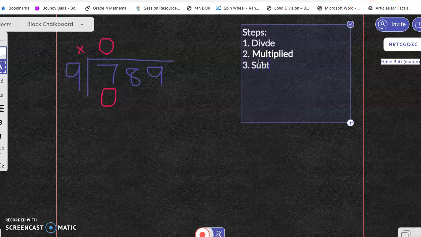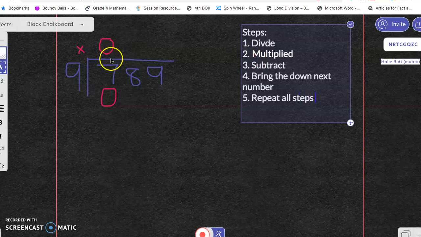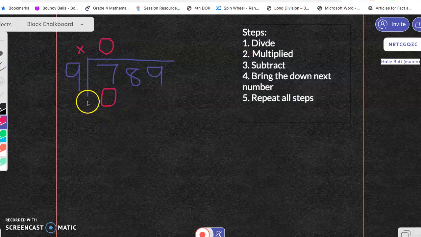We're going to subtract. After we subtract, we're going to bring the next number down. And then we're going to repeat all the steps until we can't go anymore. So let's do that. We were at subtracting. 7 minus 0 is 7. Now I have to bring down my 8.